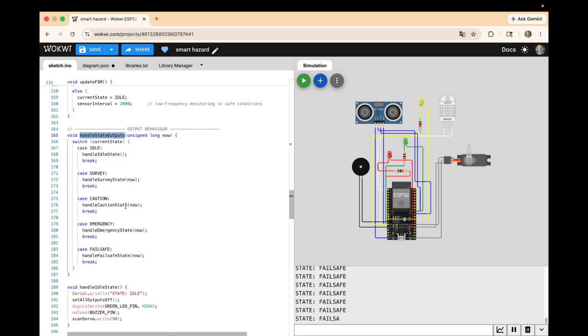So to conclude this video, this project successfully demonstrates an embedded intelligent robotics system using the Sense, Think, Act approach together with finite state machine control.